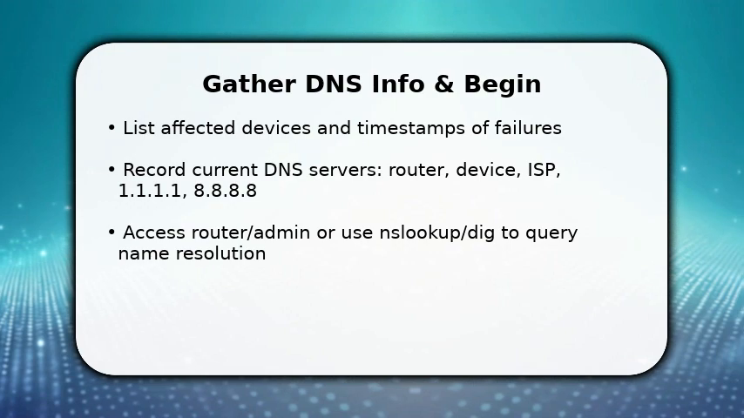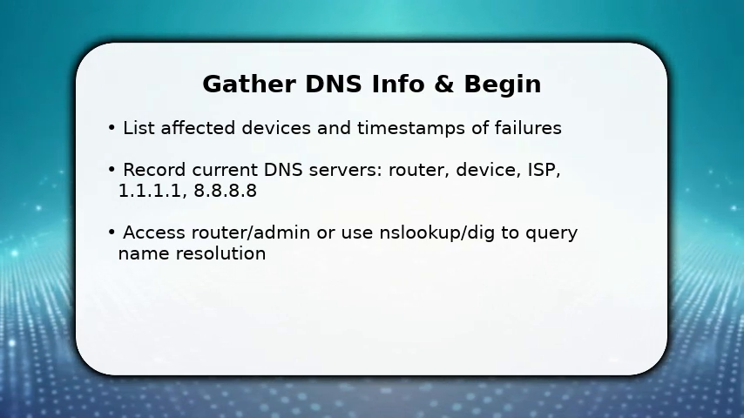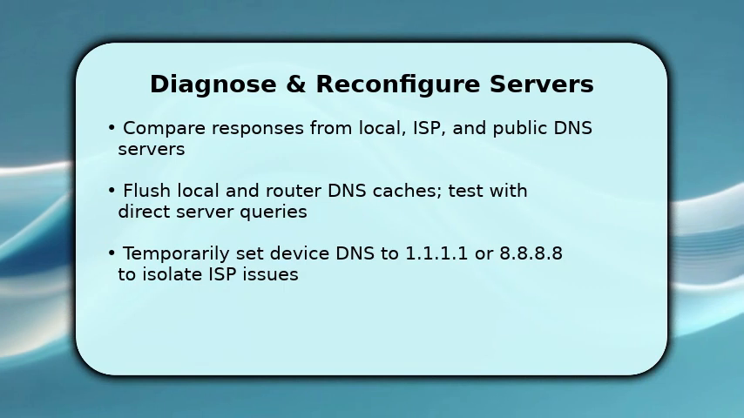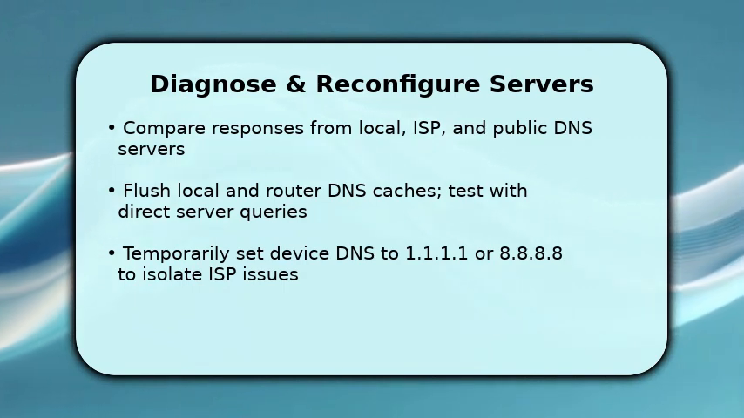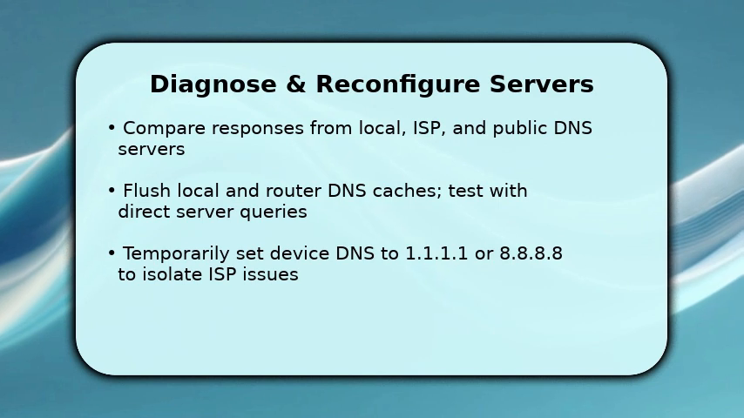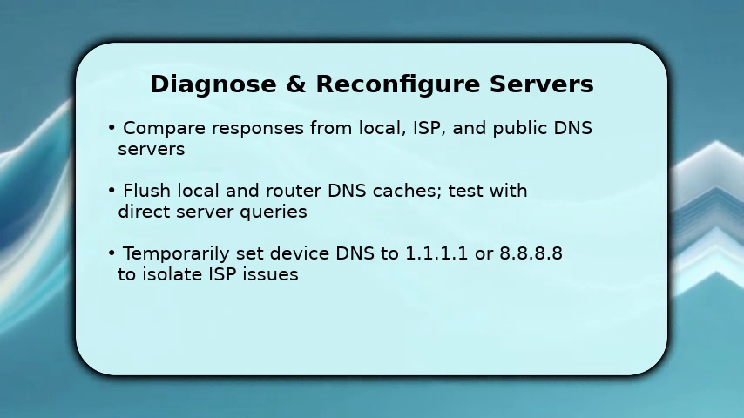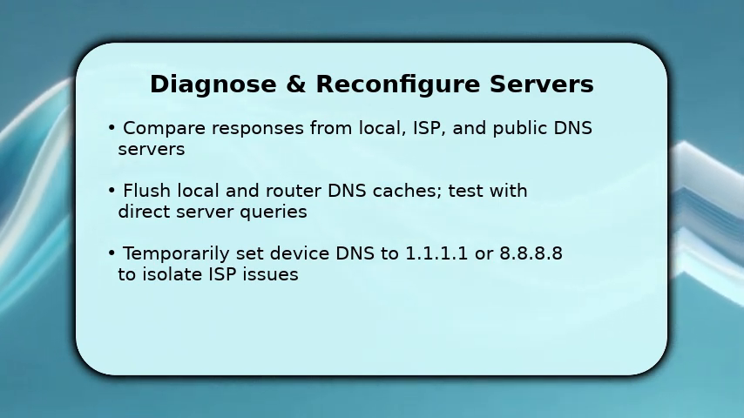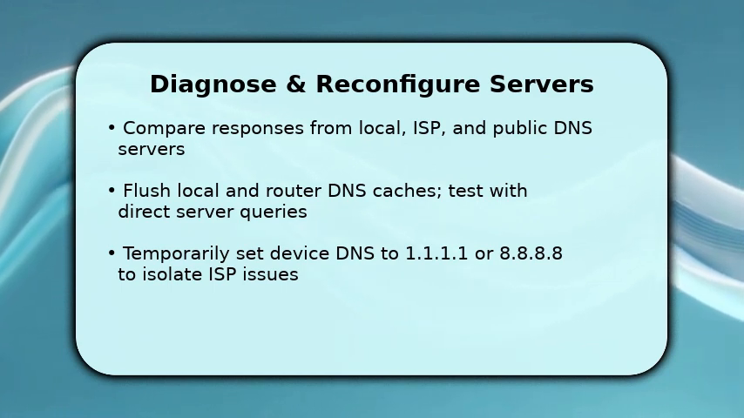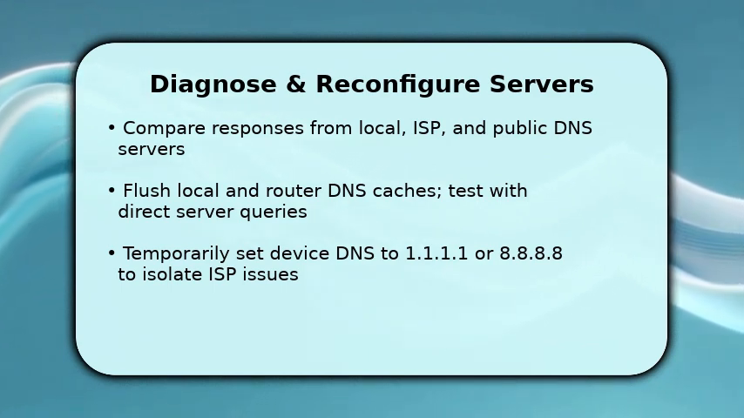Now you move into the core diagnosis. Compare answers from your device, router, ISP, and a public resolver. If public DNS resolves and ISP does not, you likely have an upstream filtering or cache corruption. Flush caches on your device and router, then repeat queries to confirm change.